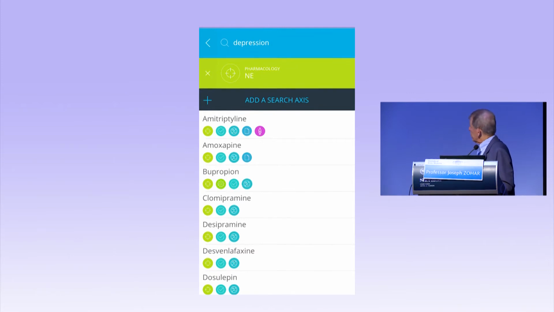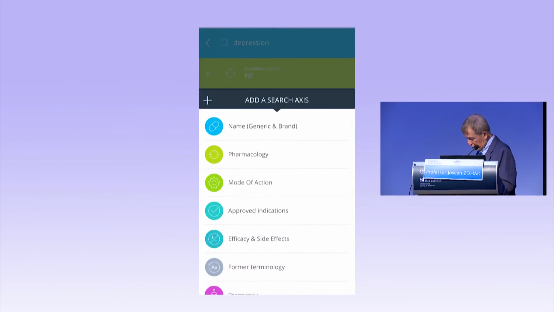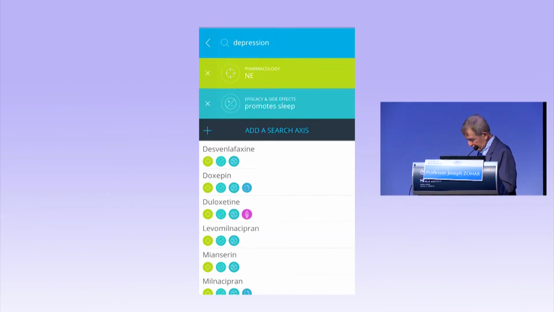So we are going back on add search axis, and then we are pushing on efficacy and side effect, typing promote sleep. So now we are zeroing down on medication that work for depression via noradrenergic system and promote sleep.